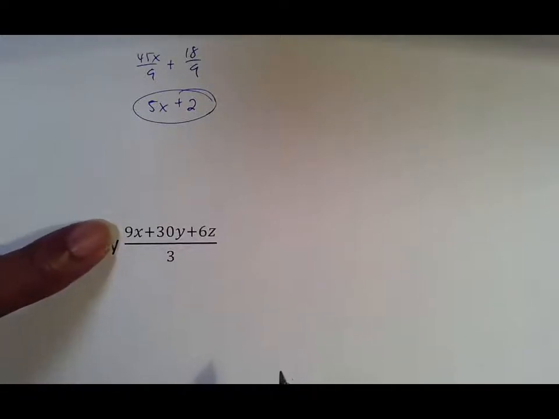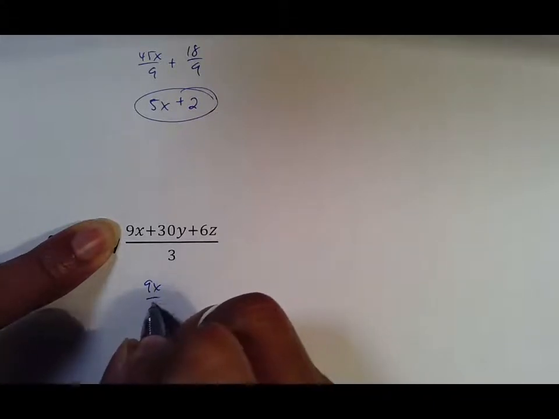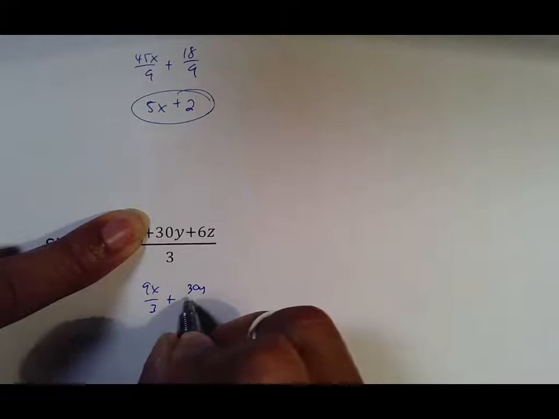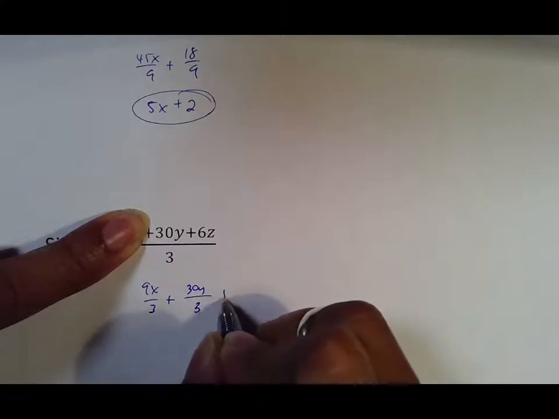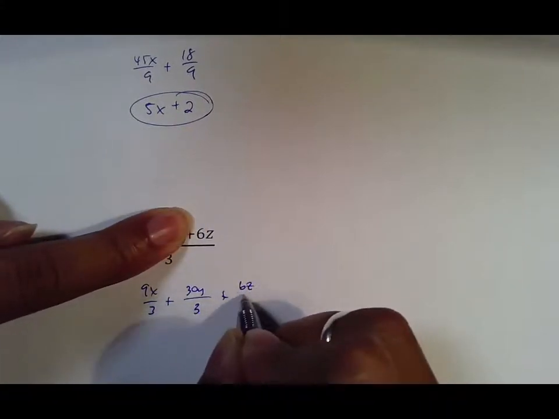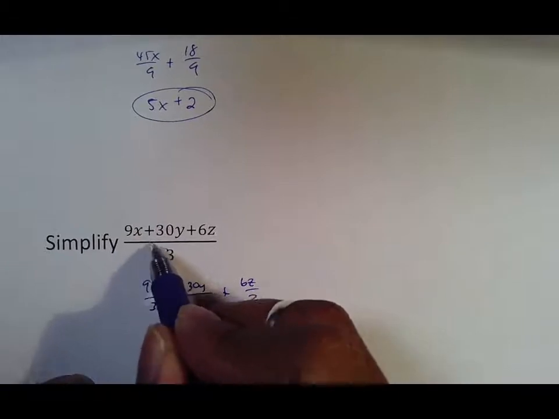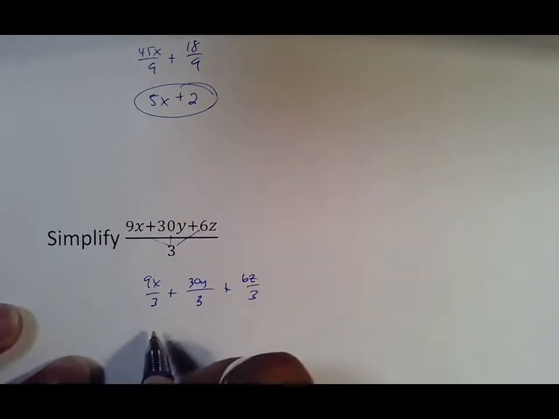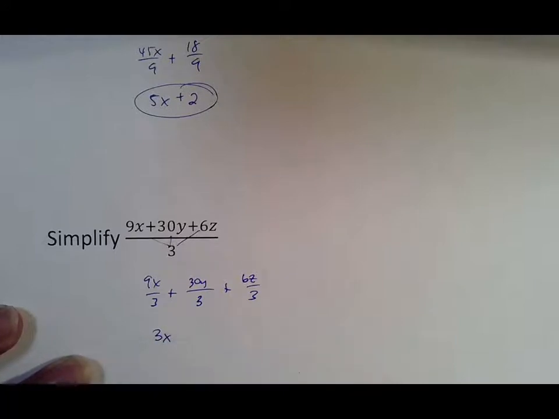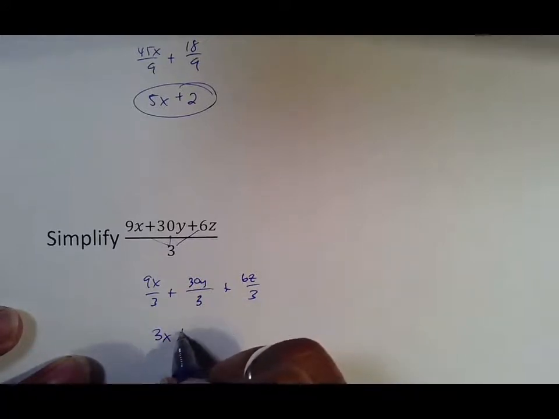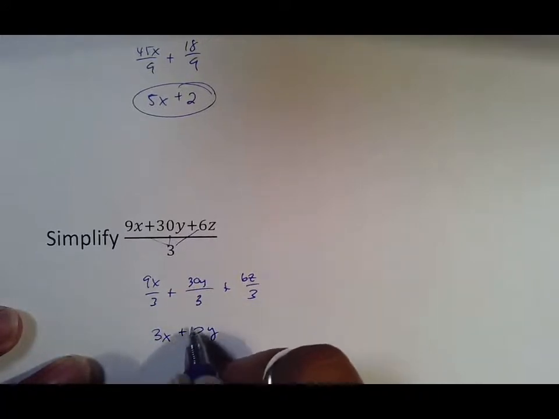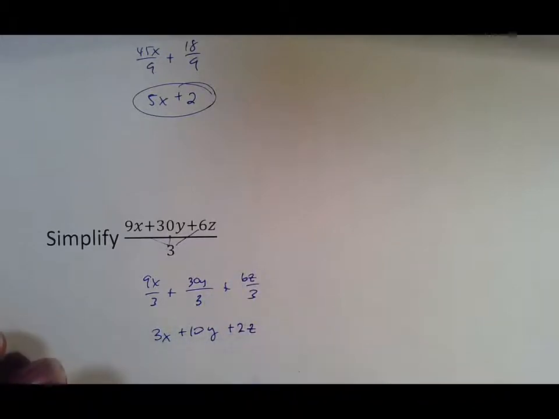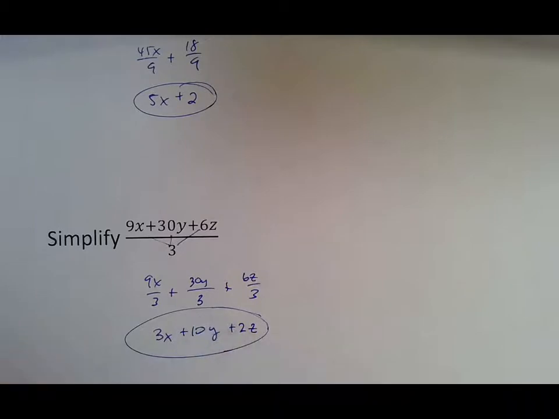This is just 3 splits. The first thing is 9x over 3 plus 30y over 3 plus 6z over 3. So this 3 is distributing division-wise to 3 different things. 9 divided by 3 turns into 3 and attach your x. 30 divided by 3 turns into 10 and attach your y. Don't forget to attach your plus sign. And then 6 divided by 3 is 2. Attach your z. And that would be your final answer.